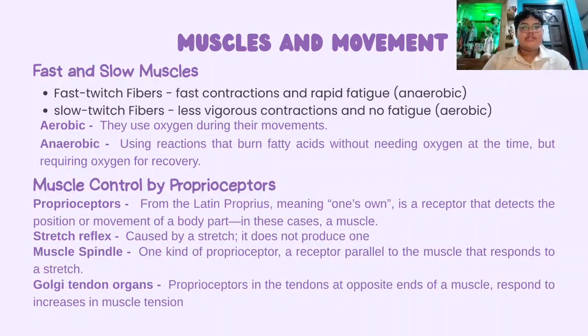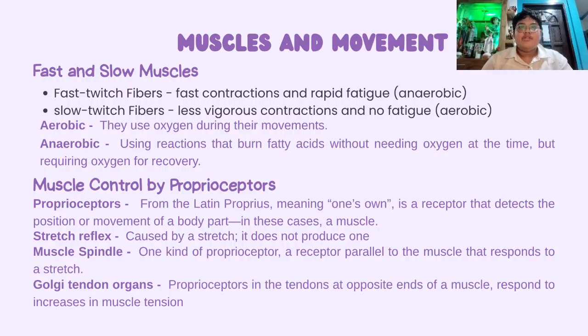Now, our muscles range from fast-twitch fibers with fast contractions and rapid fatigue to slow-twitch fibers with less vigorous contractions and no fatigue. Slow-twitch fibers do not fatigue because they are aerobic, which means they use oxygen during their movements. You can think of them as pay-as-you-go, while fast-twitch fibers are anaerobic, which means using reactions that burn fatty acids without needing oxygen at the time, but requiring oxygen for recovery.